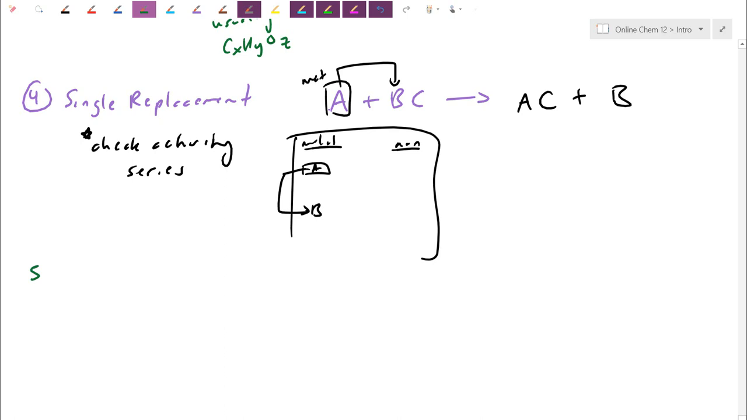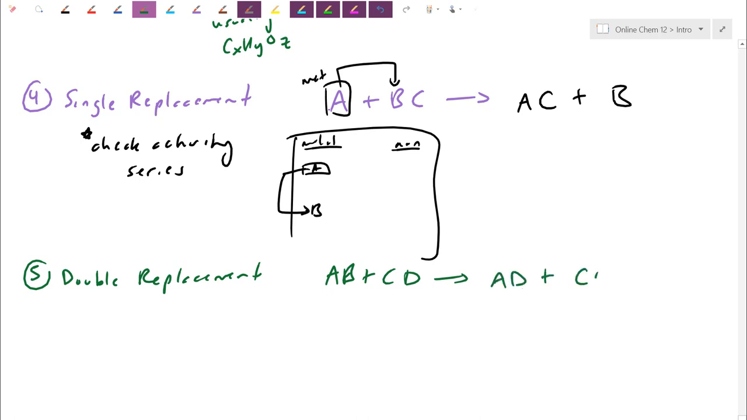We're going to take a look at the last two types here. We have a double replacement reaction. Basically, it's a switching of partners, which we had done in Chem 11. We don't need to check the activity series because no matter how the combination ends up working out, we still end up with the ratios AD and CB like this. So they just switch partners. Make sure you still have a metal, non-metal, metal, non-metal. Now no one is left alone.